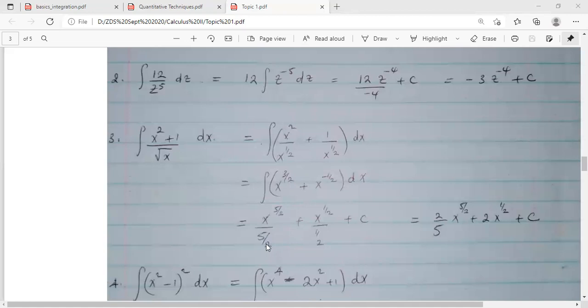I divide by the power. I add 1, it will be 1/2. I divide by the new power, plus c. Right? This new power, you cannot have a fraction and a fraction. You just multiply by its reciprocal. So it will be 2/5 x raised to 5/2, plus now 2 multiplied by 1/2 plus c. Tuko sawa?